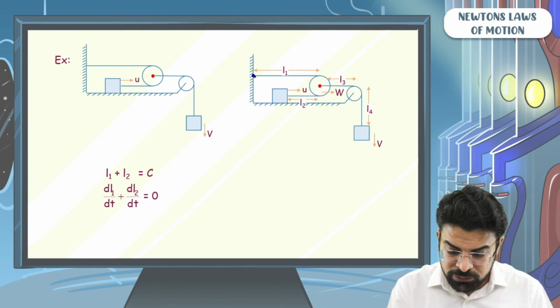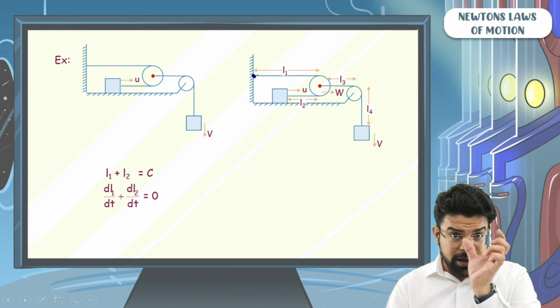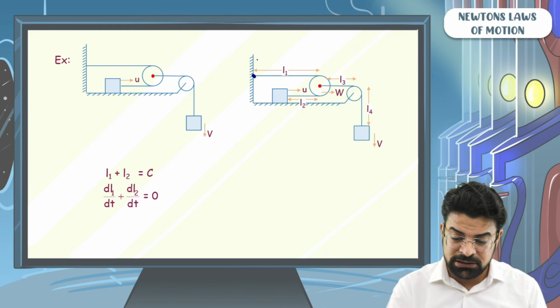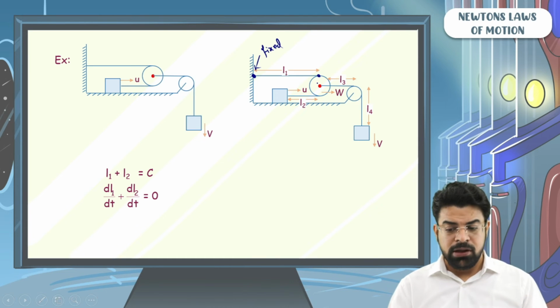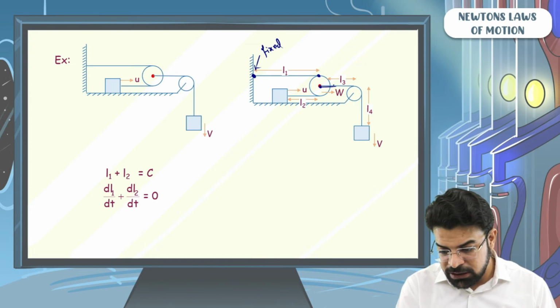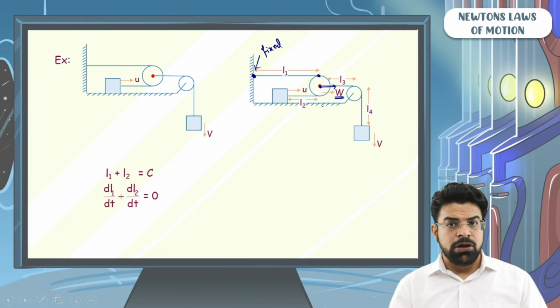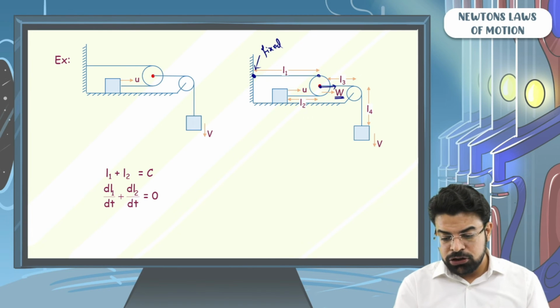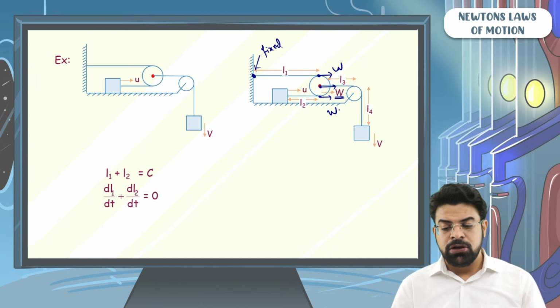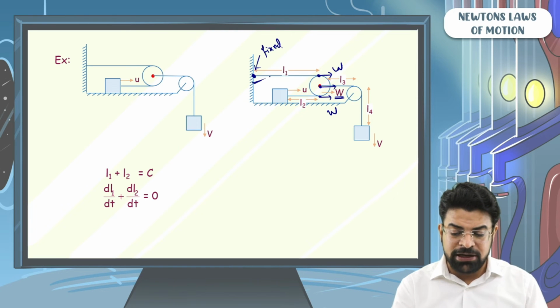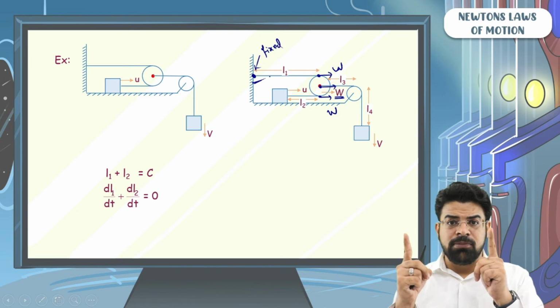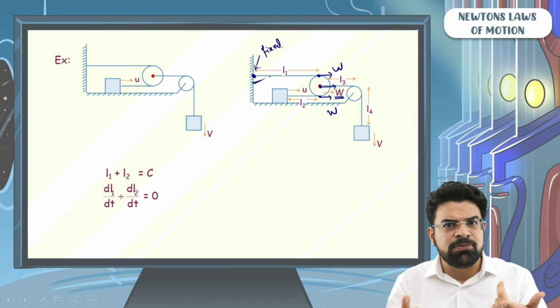This end of the string where we have defined the length L1 is connected to the wall, so this is fixed. The second end is on the pulley. This pulley has its center moving with a speed W, so the upper end of the pulley will also be moving with speed W, while the lower end will also be moving with speed W. So what will you write for dl1 by dt? Sir, easy. The left end is fixed and the right end is moving with speed W. So dl1 by dt has to be plus W.